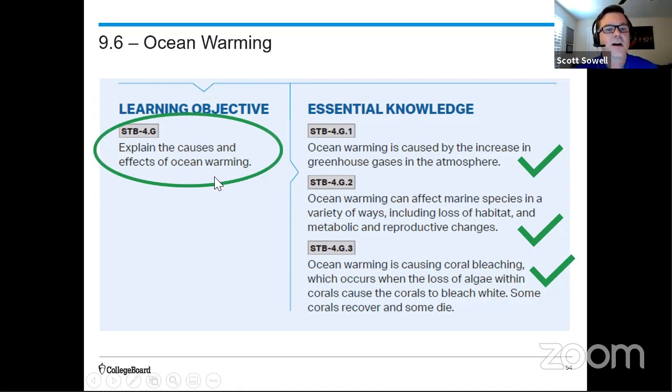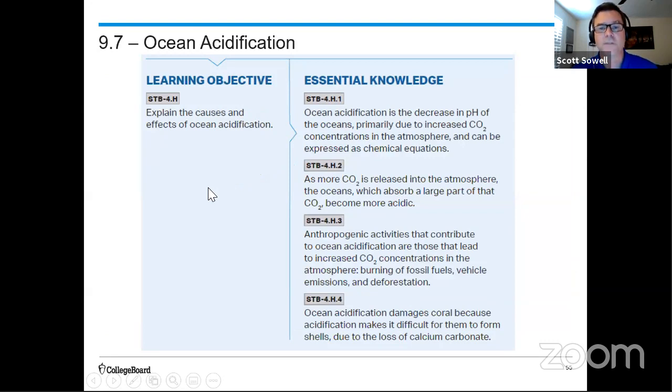Can we explain the causes and effects of ocean warming? Absolutely. So let's go to acidification. Let's do the same thing. In order to explain the causes and effects of ocean acidification, we need to know that CO2 is involved here, that CO2 is creating carbonic acid. And as more CO2 is released in the atmosphere, it's getting into the oceans as well.